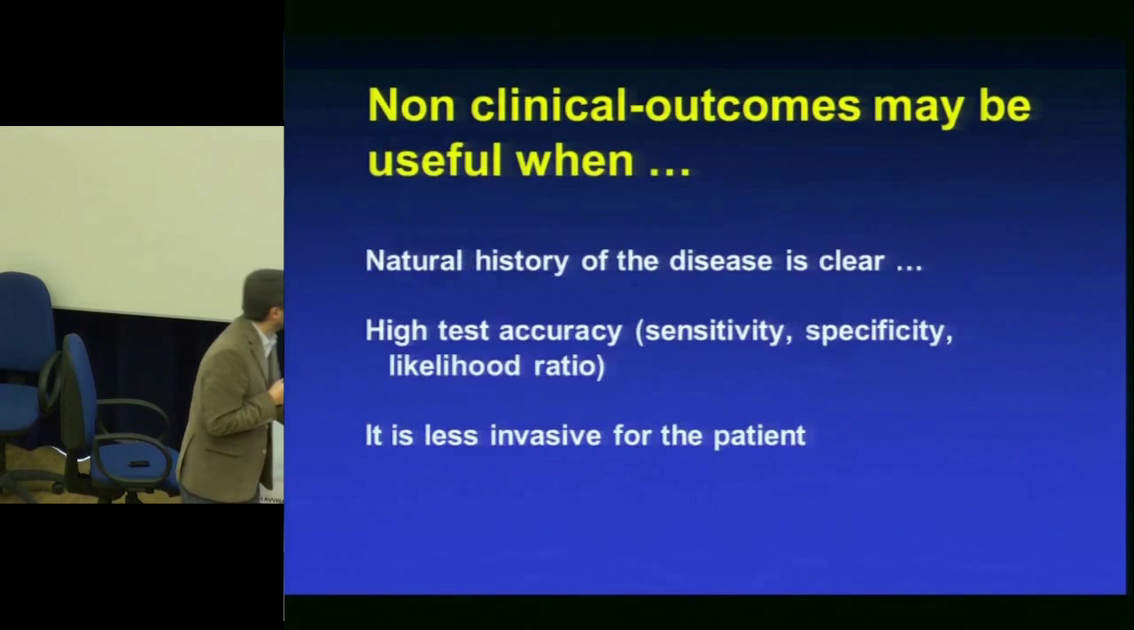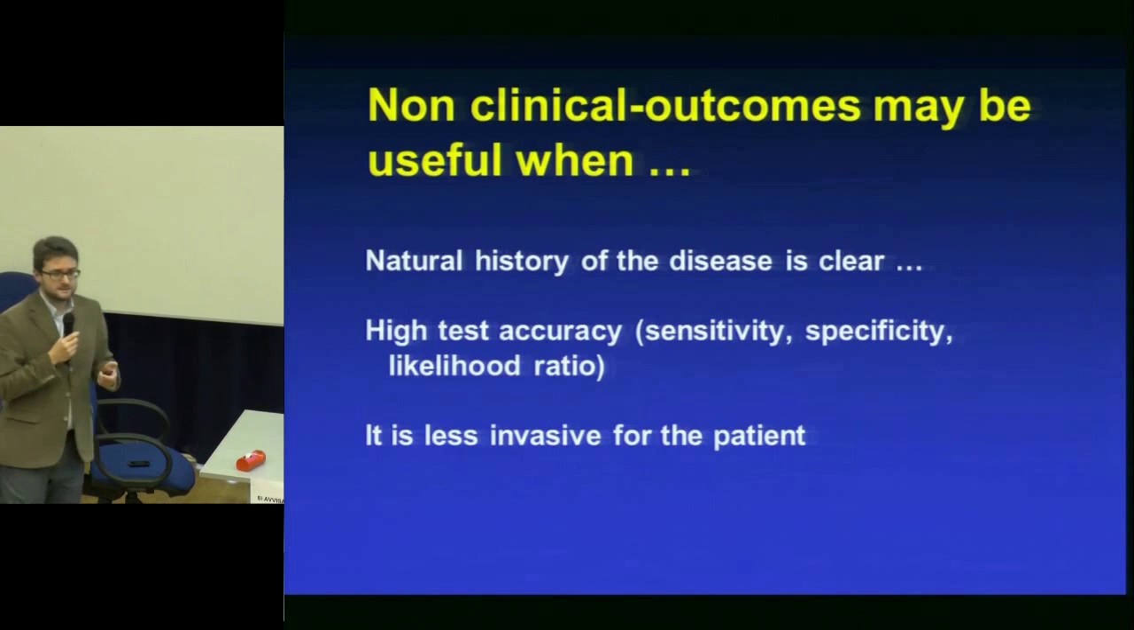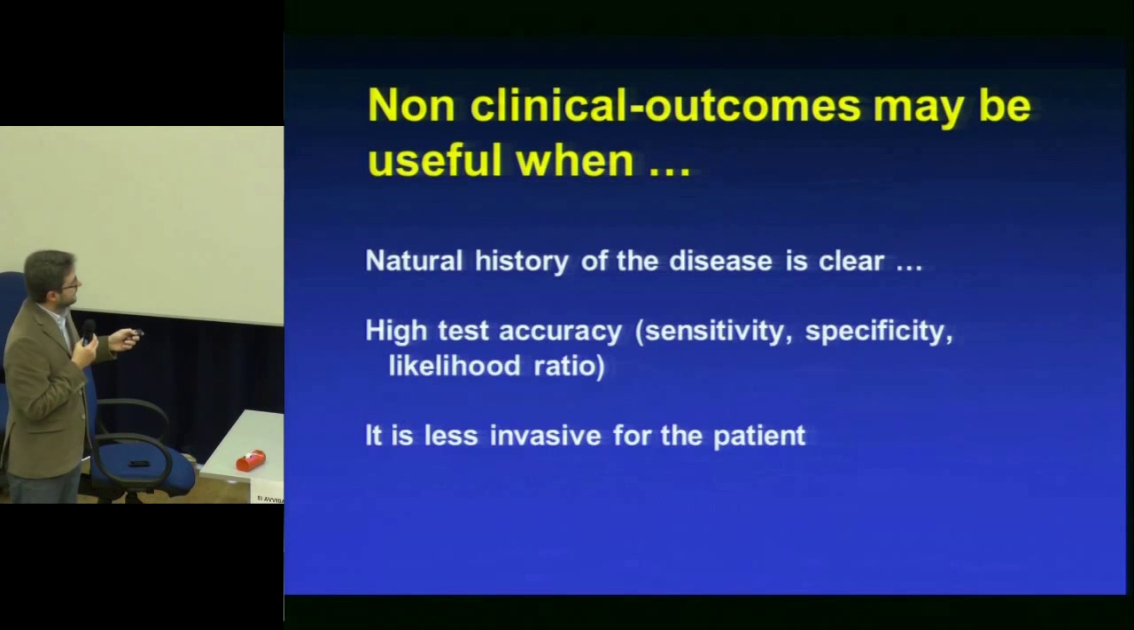So if I can find non-clinical outcomes, where the test to identify this outcome has good test accuracy, sensitivity, and specificity, it is less invasive for the patient. Of course, a biopsy, for example of the liver, has some risk of complication, also fatal complication. And if I can take a blood sample, it's really better for the patient. That's another point where it's necessary to use non-clinical outcomes.